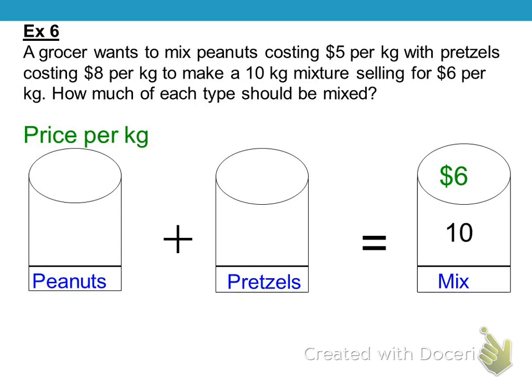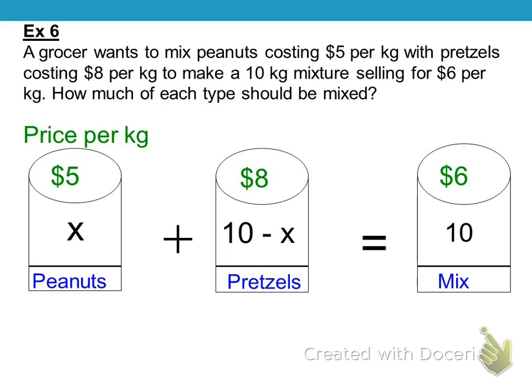Yours is different than ours. That would be 5 times X. Hold on. Peanuts. So we'll have 5 for the peanuts. We'll call that the X, the unknown. And for the pretzels, 8 times 10 minus X. Good.